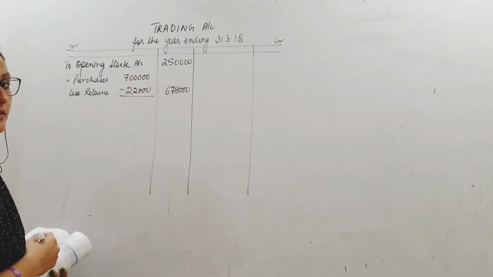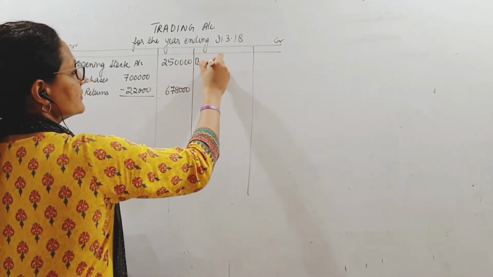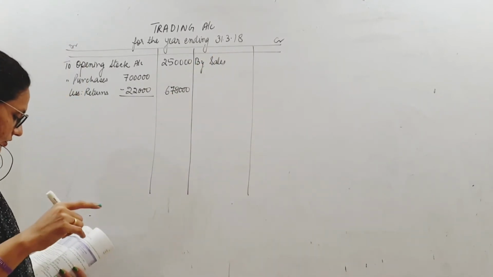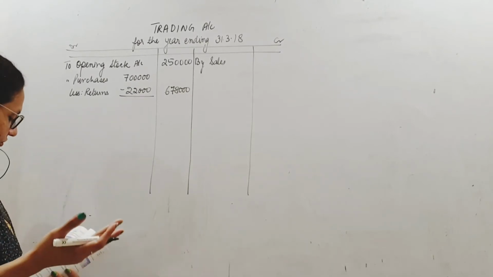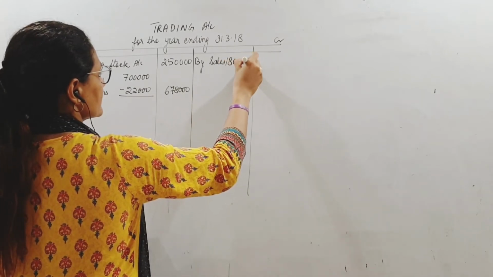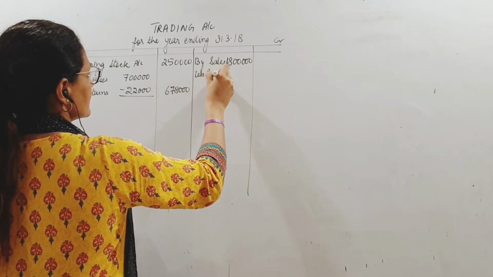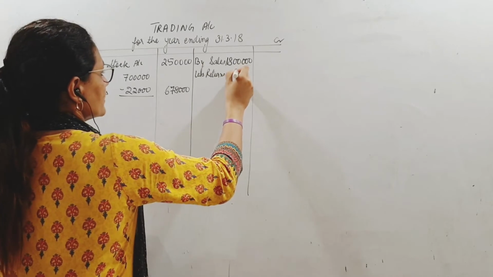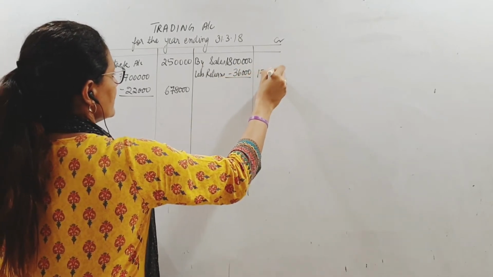I'm subtracting this, right? Then we have sales. Sales is an income. I should put it here. We also have sales return, so I put it in the inner column so that the effect of that transfer entry I can do here itself without showing the journal entry. 18 lakhs less returns 36,000. 17 lakhs 64,000.